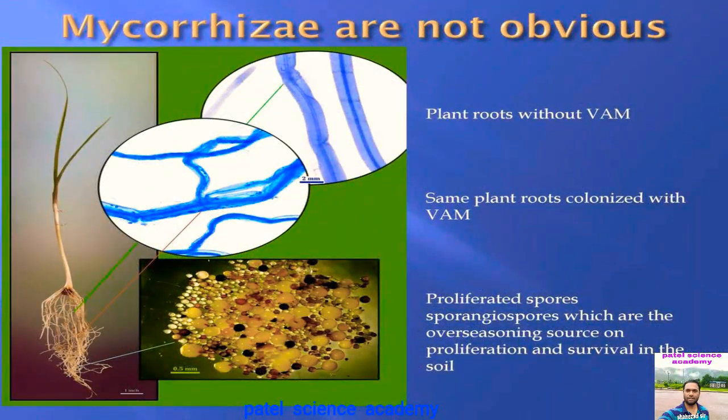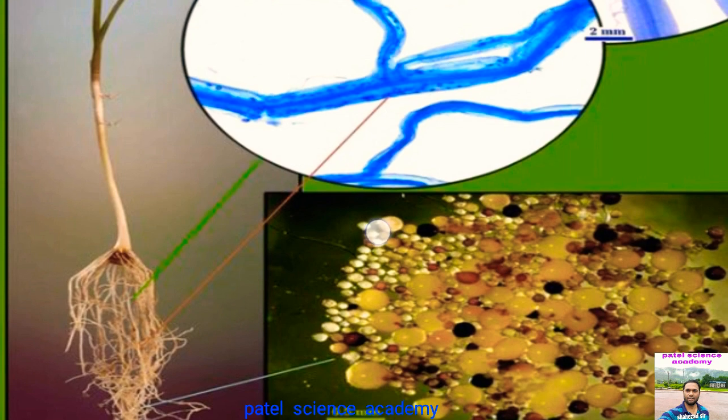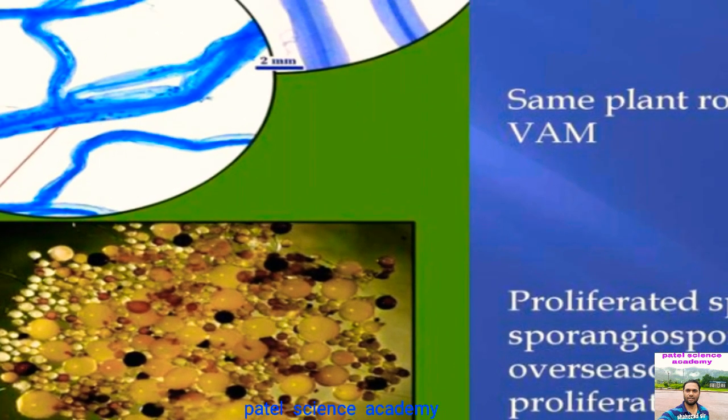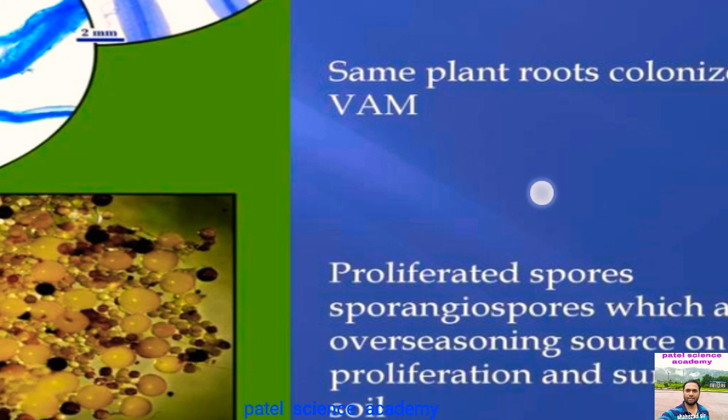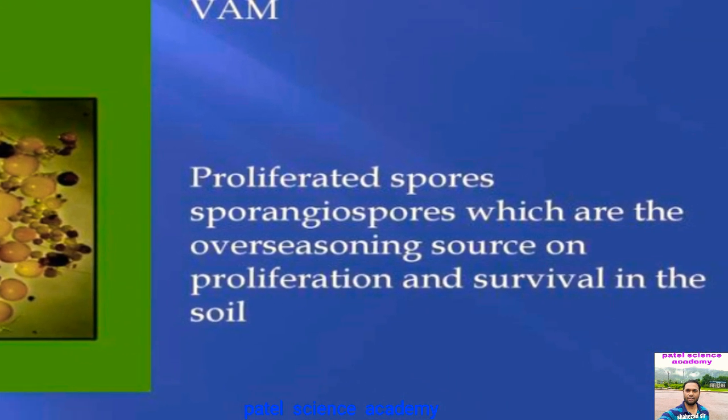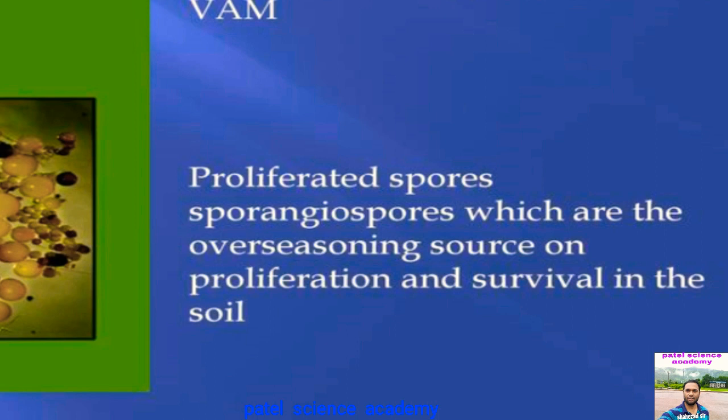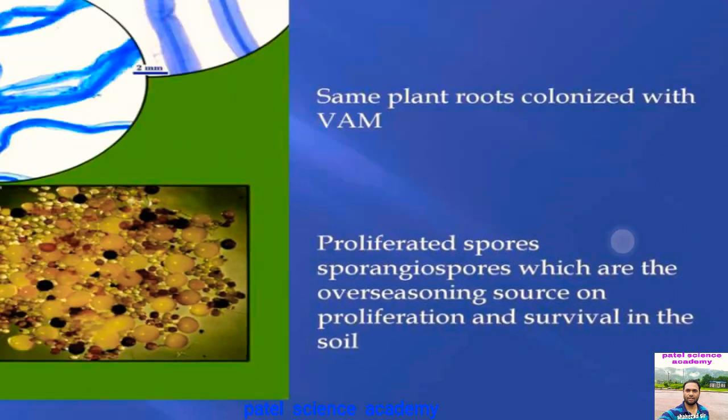Mycorrhizae are not obvious in plant roots without VAM; you can observe here the same plant's root colonized with the VAM. This is that VAM, what is called vesiculo-arbuscular mycorrhizae. It proliferates spores, sporangiospores, which are the overseeing source of proliferation and survival in the soil.